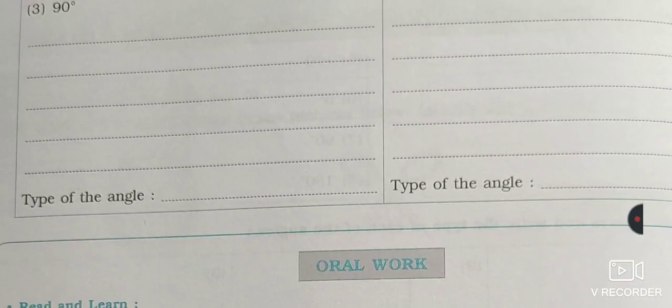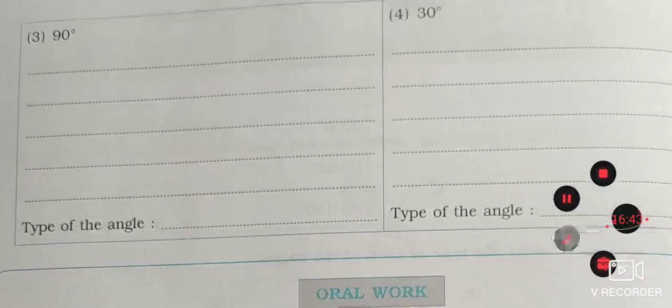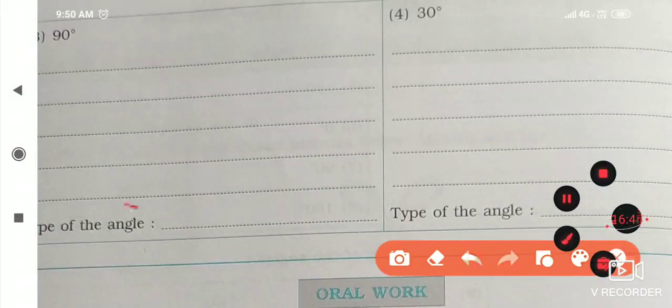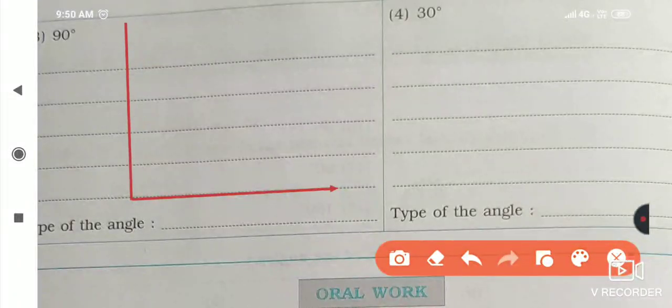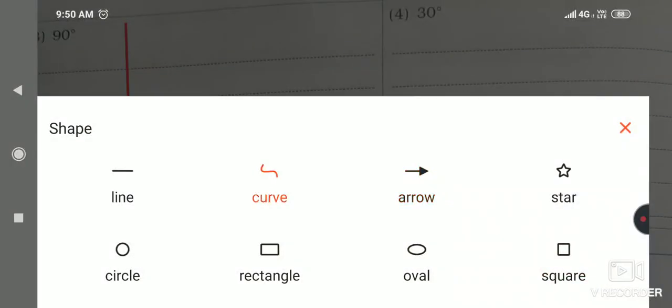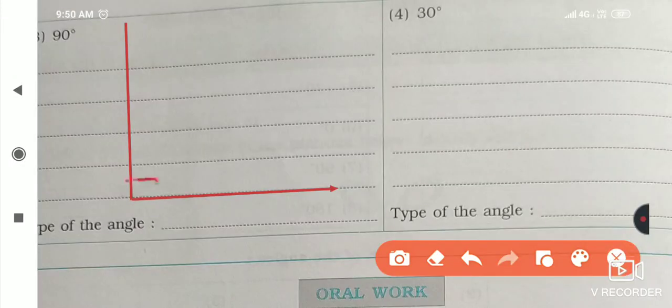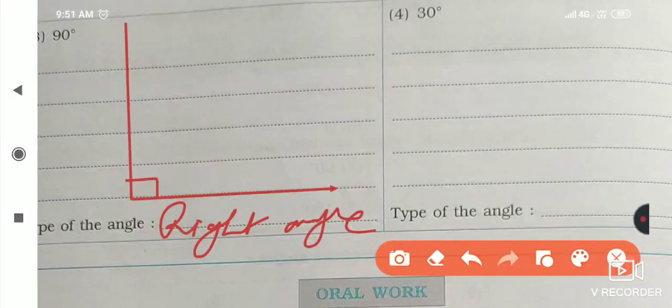Okay, now the next angle is 90 degrees. You know that it is exactly a right angle. I told you how to draw this. First of all, you have to draw the ray here, keep the protractor, and draw the line at exactly 90 degrees. If you see here, this type of angle is a right angle.